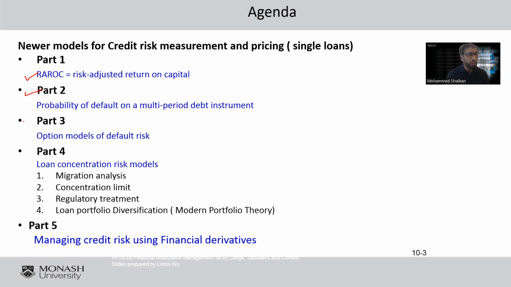Then in part 3, we'll talk about the option model. The option model was developed by what we call KMV. This model is coming from the industry, and it is one of the most specific, sophisticated and technical models, maybe in the whole semester. Then we will move to the portfolio risk, including modern portfolio theory, MPT. And then we will talk about the management.